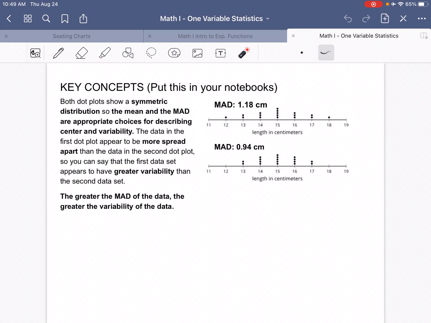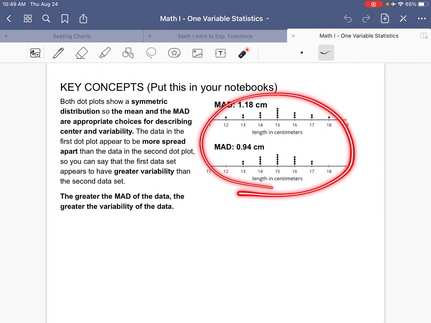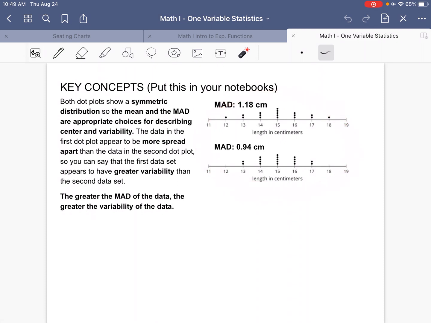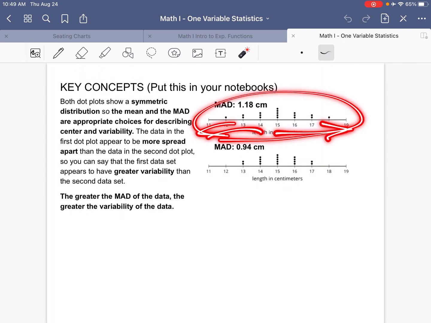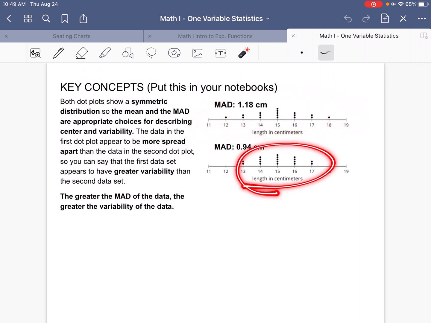So this is from the cooldown called Which Menu? The key concept here is the idea of variability. If we take a look at this, we have two different dot plots. They're both symmetric. They're both bell-shaped curves. And when we look at them, though, the difference is this one has data points that are further spread out, and this one's data points are closer together.